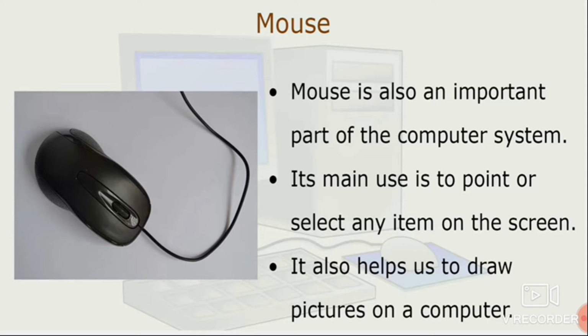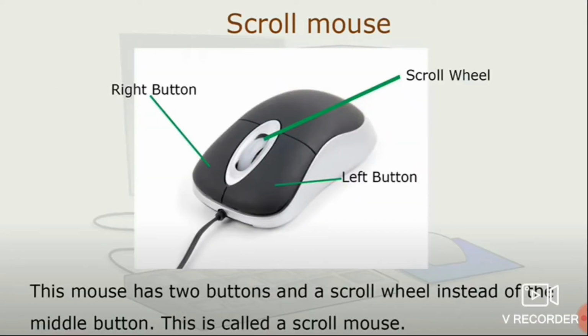Mouse. Mouse is also an important part of the computer system. Its main use is to point or select any item or object on the screen. It also helps us to draw pictures on the computer. It comes in different forms. Number 1 is the scroll mouse. This mouse has two buttons and a scroll wheel instead of the middle button. This is called the scroll mouse.